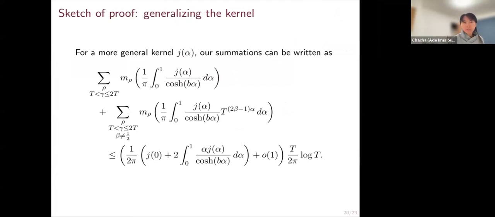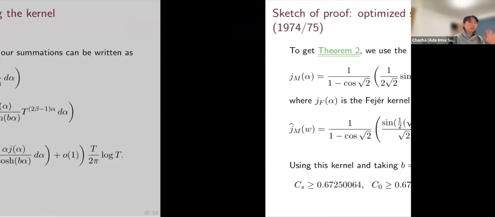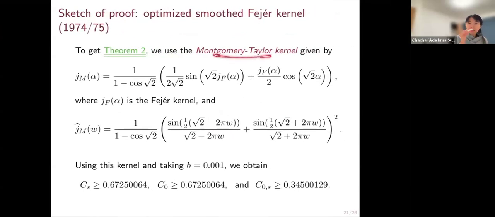Now you can generalize the kernel, only to explain how we can get the improvement in the second theorem. You can generalize the kernel further. You still do the same thing. So instead of the integral we had just now, we keep the kernel here, and we still have the hyperbolic cosine. Just now in our case it was 1 minus alpha, but now we just replace that with a kernel. Now what we want to use is exactly the Montgomery-Taylor kernel, and that's how we can improve the proportion.